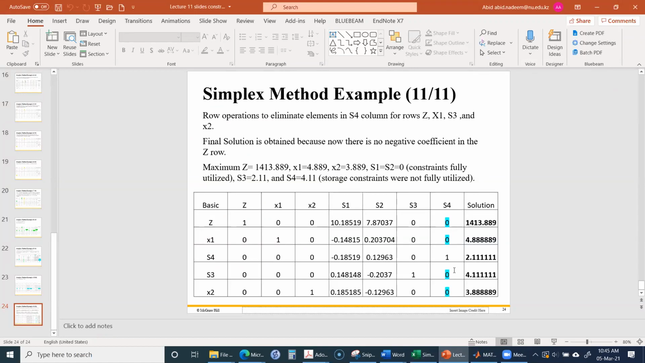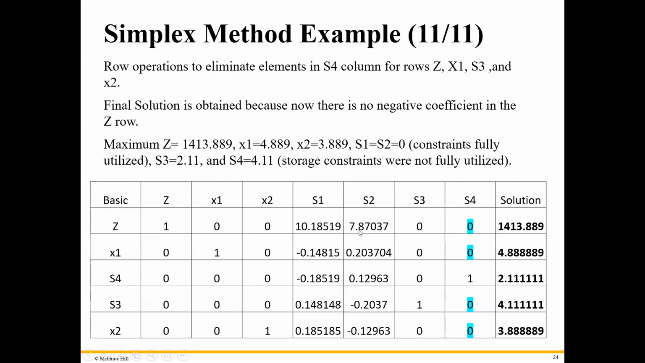In this simplex method, you can see that you perform the solutions until you get no negative value of any coefficients in this first Z row. All the values are positive over here. Do you have any questions up to now? No questions.